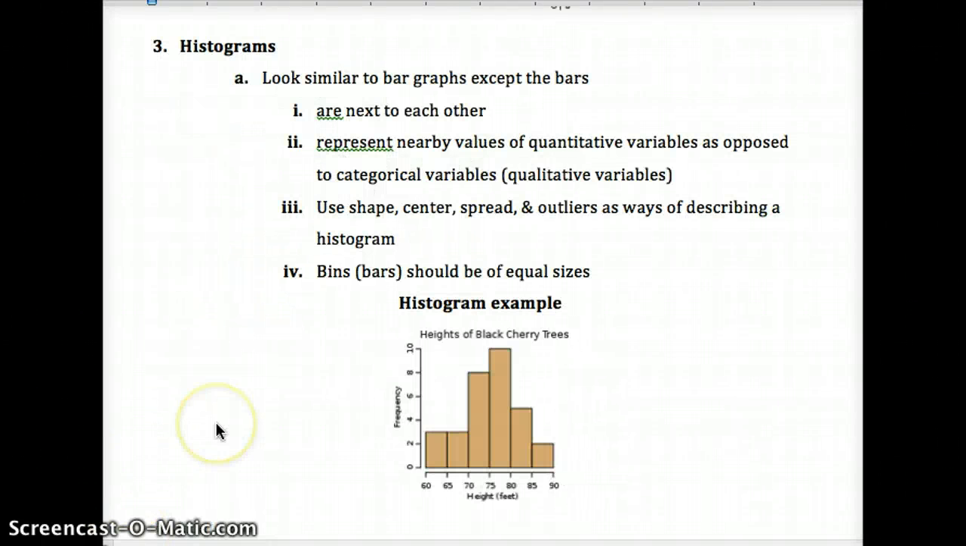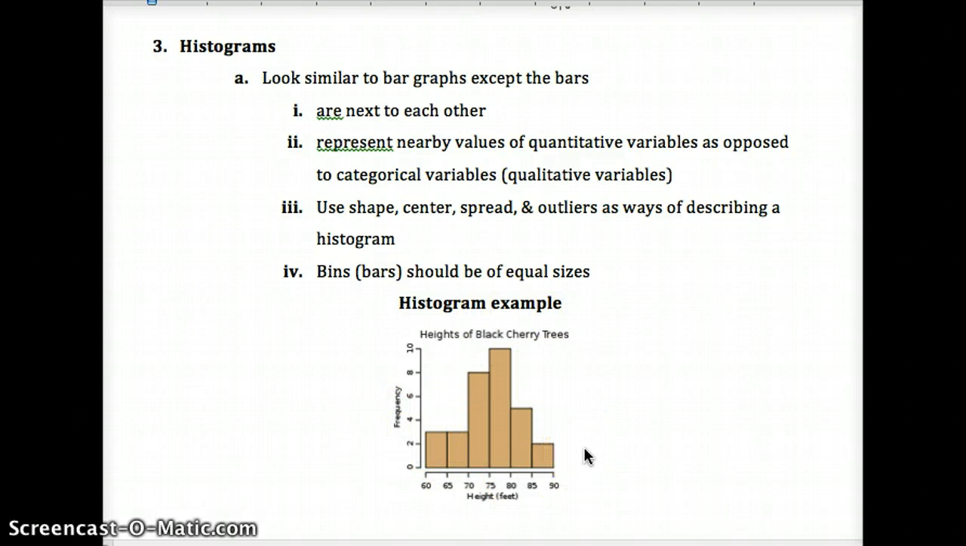So a histogram is very similar to a dot plot except the dots become a big bar. Now it may look like a bar graph, however remember a bar graph is for a categorical variable, not a quantitative variable. This is a quantitative variable we'd be using, heights of black cherry trees. We call each of these bars a bin. Notice the bars are next to each other. A bar graph would not have that quality. This can give us a good idea.